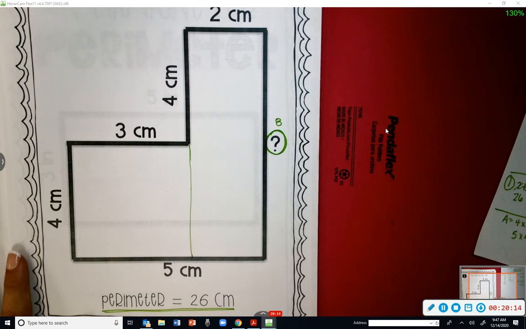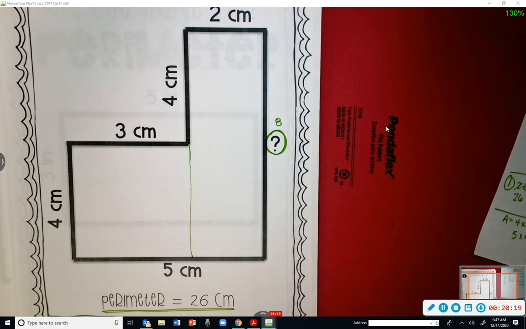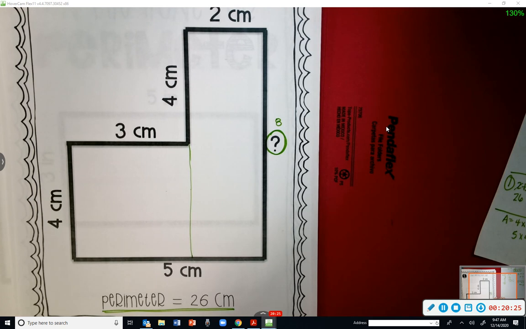Length times width. How do we find area, class? Length times width. How do we find perimeter? Length times width. Rows times columns. How do we find perimeter?